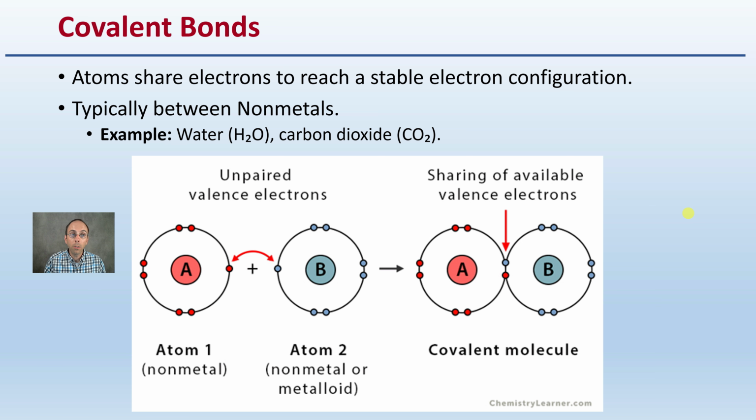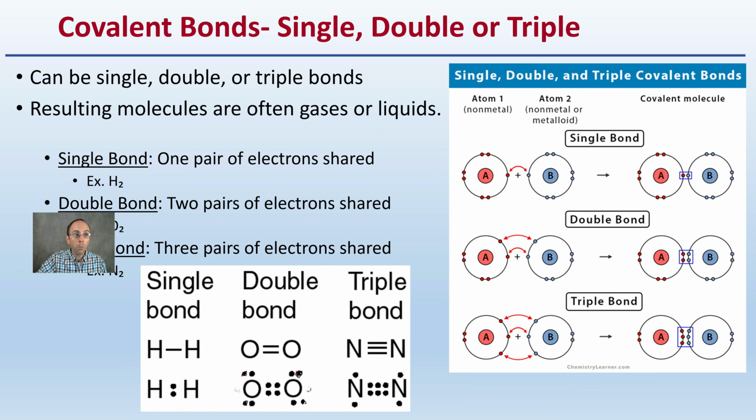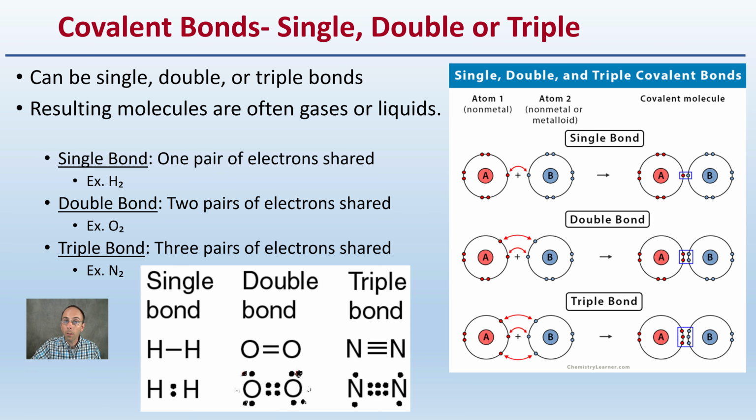However, as I mentioned in the introduction, covalent bonds have a couple subsets with them. So with our covalent bonds, we can have single, double, or triple covalent bonds. This results in molecules that are often gases and liquids. The single bond is one pair of electrons shared. Double bond, two pairs are shared. And as you can imagine, three pairs shared are called a triple bond.